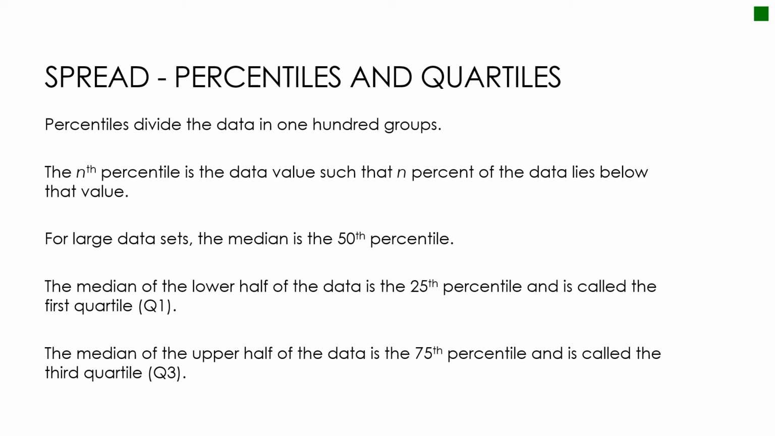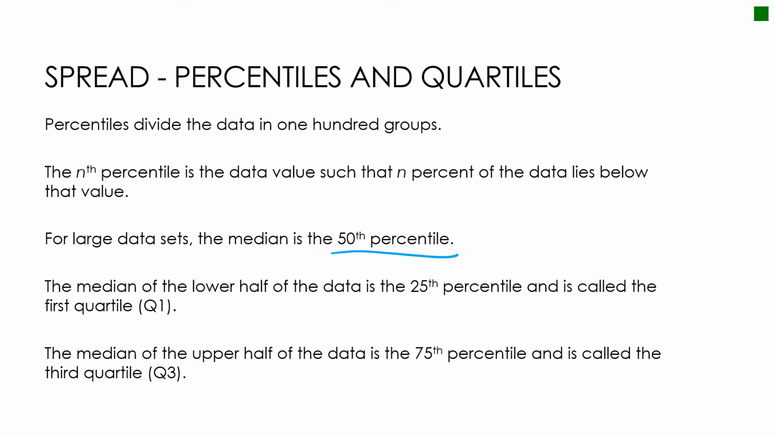Quite often if you take a standardized test, they'll say, hey, you are in the 97th percentile, meaning 97% of people who took the test scored worse than you, so good job you. The median is the 50th percentile because the median is in the middle, so 50% of the data is to the left and 50% to the right.